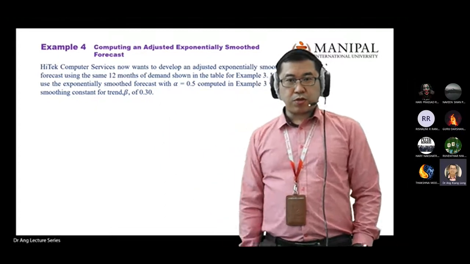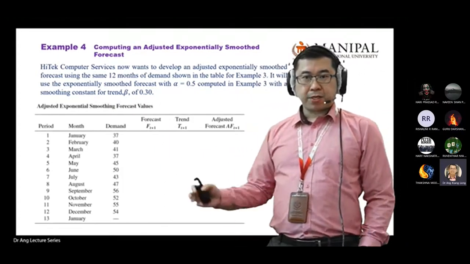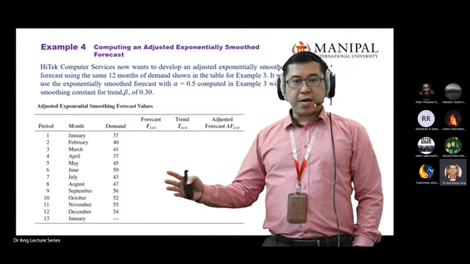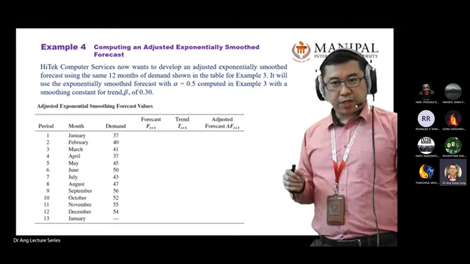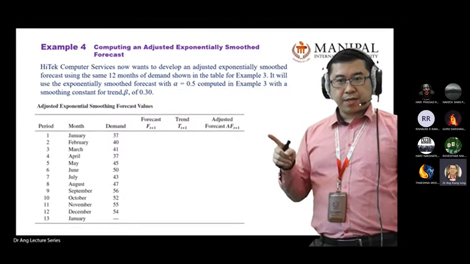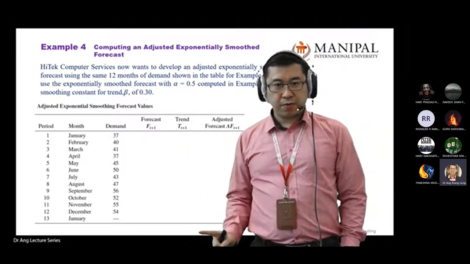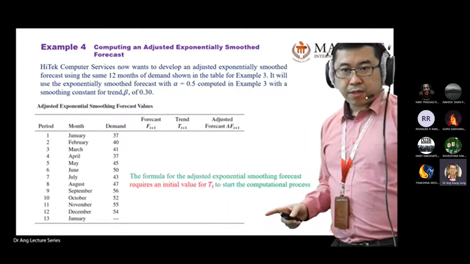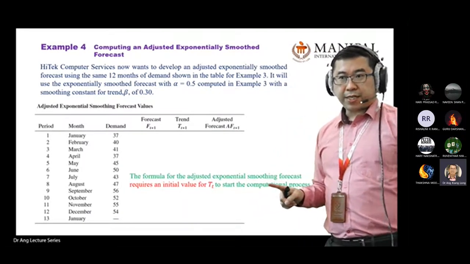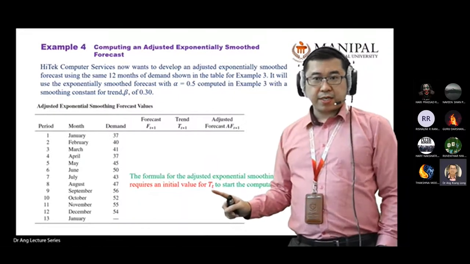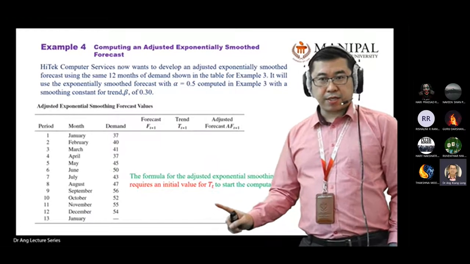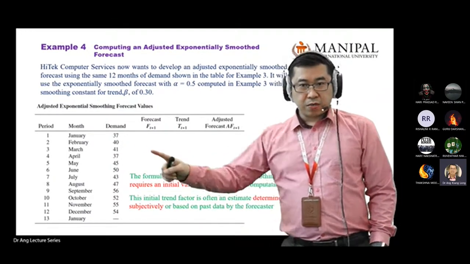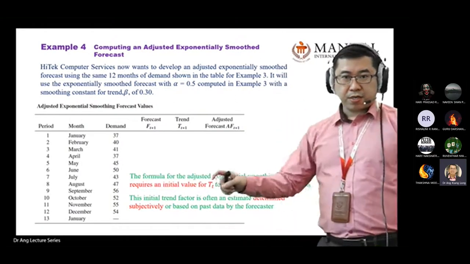Now we need to use the beta trend constant equal to 0.3. So you build a table like this. I think I gave you this table in your tutorial handouts. You combine it with the two equations that I showed you on the screen just now. Try to fill in all these values. We have 12 months here, so every one of you has an opportunity to answer. The formula for the adjusted exponential smoothing forecast requires your initial starting value, so in this case we will use the first month demand to start the calculation.